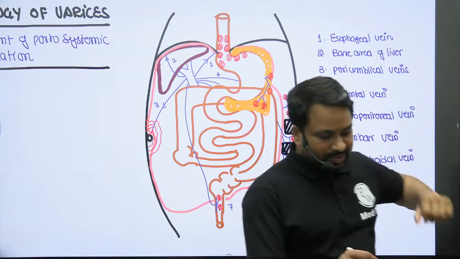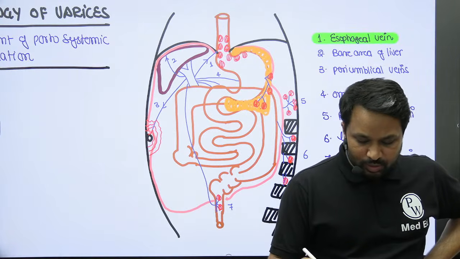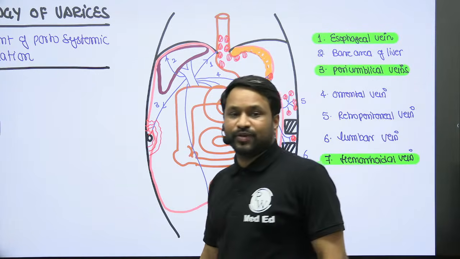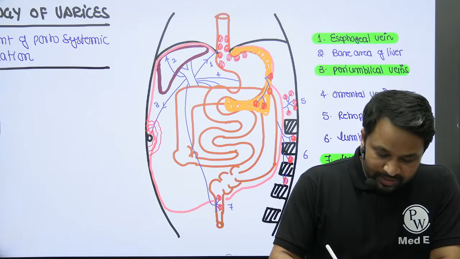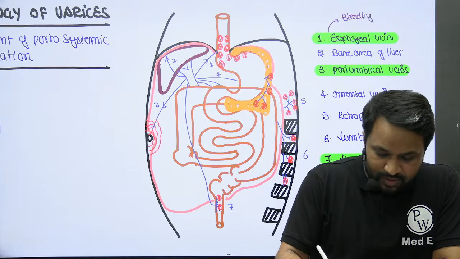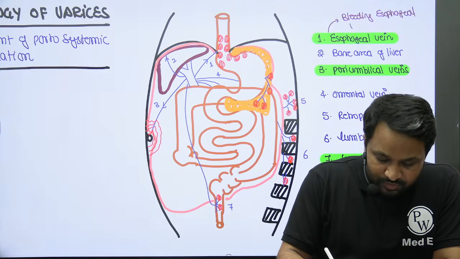Now, even though there are 7 different sites, to be very honest, you only have 3 sites which are going to produce symptoms, right? The 3 sites which are going to produce symptoms are your esophageal veins, the periumbilical veins, and the hemorrhoidal veins. Your esophageal veins are going to present to you as bleeding esophageal varices.